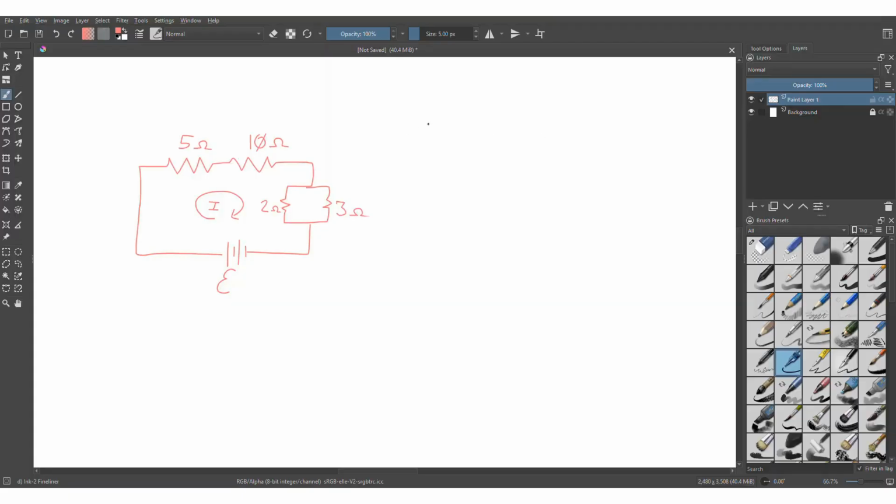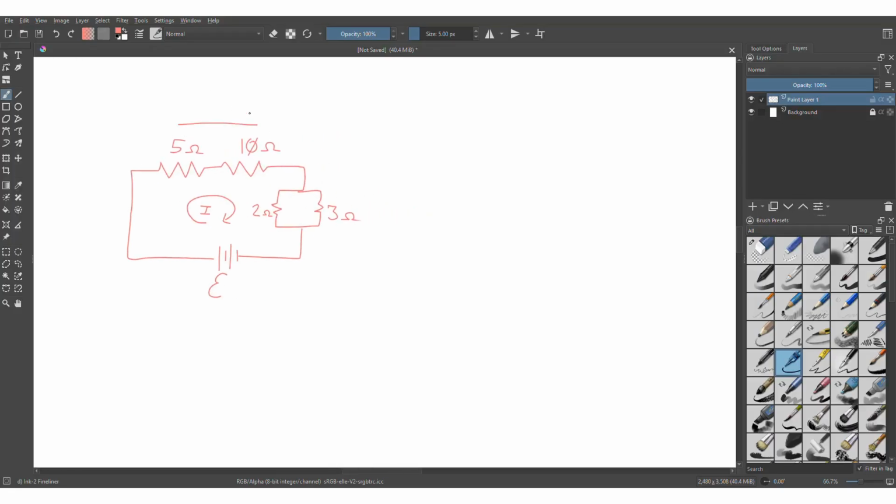So suppose we have this setup right here where we have 5 ohms and 10 ohms in series, which means that they're followed right after each other. One way you can remember that is to think of a television series. You don't watch the episodes at the same time, you watch them one after the other. And then you have 2 and 3 in parallel right here.